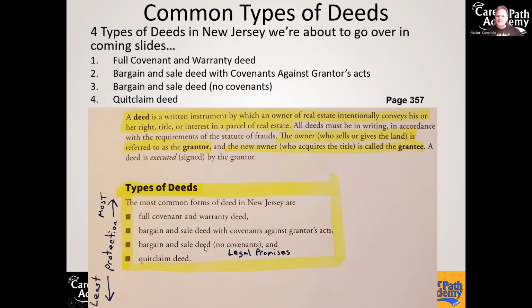And then we have the bargain and sale deed without any covenants. It's a straight bargain and sale deed. No covenants. Covenant is a legal promise. That's why I wrote legal promises there. And then lastly, a quitclaim deed.